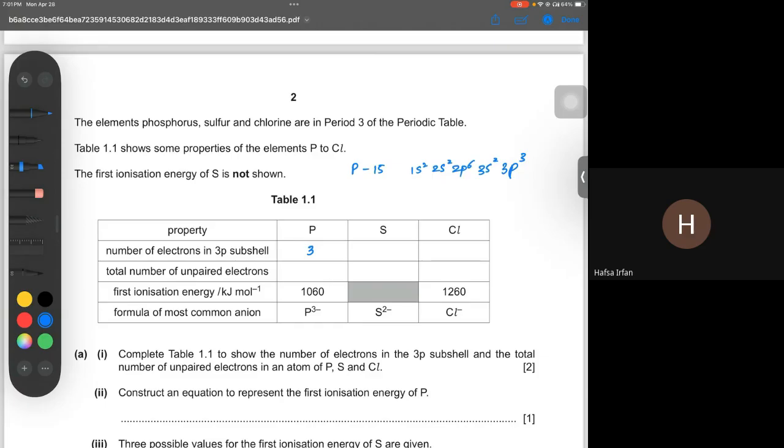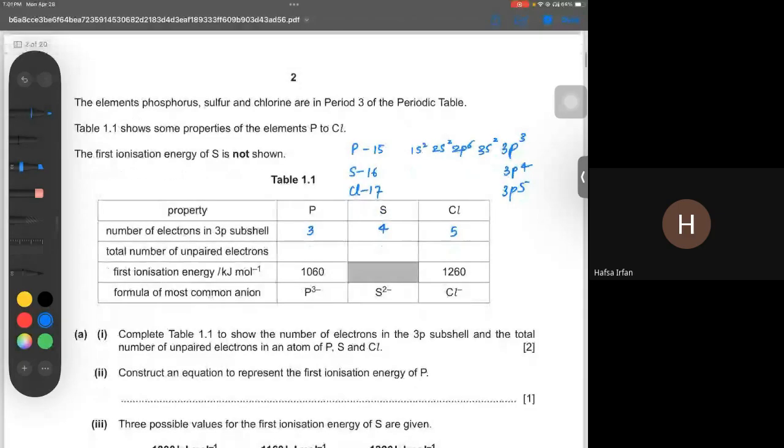And how many electrons in sulfur? Sulfur is 16. It's 3p4, so 4 electrons in the 3p. And then chlorine is 17, so it would be 3p5. So I would say 5. It's very simple. It's very easy.